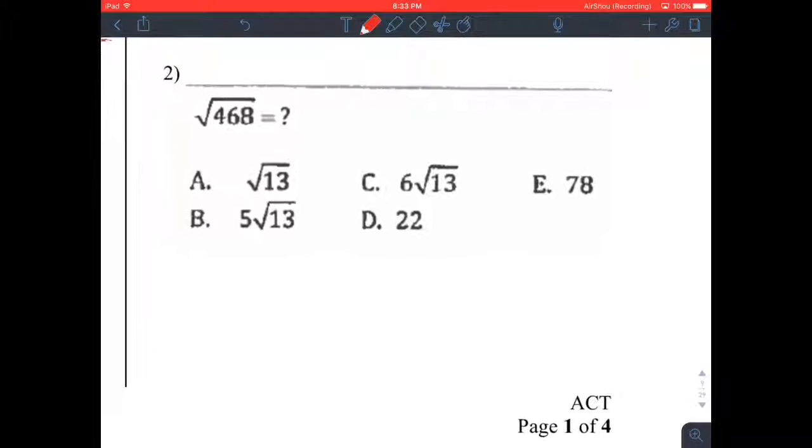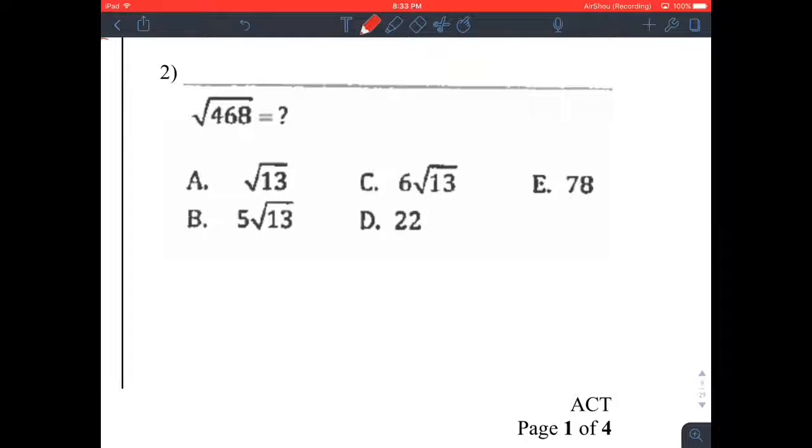Number 2, I don't have the square root of 468 memorized. It's possible that this is not an integer, that it's a decimal. If you look at the answers, there are no decimals. So that means we need to break this down into its prime factors and figure out what this is. So we make a factor shrub, factor bush, if you will. 468 breaks down to 4 times 117.